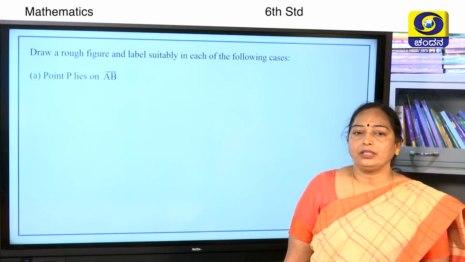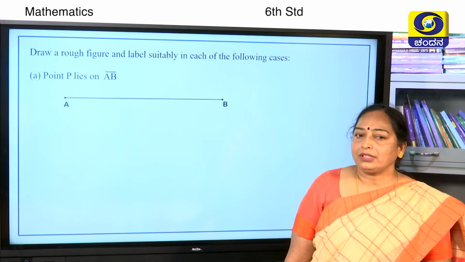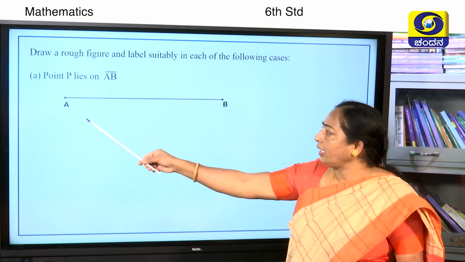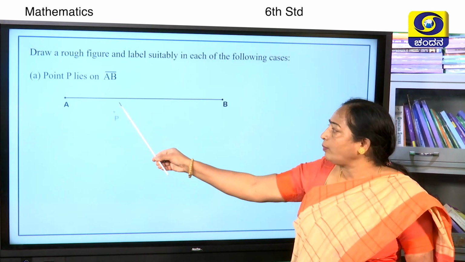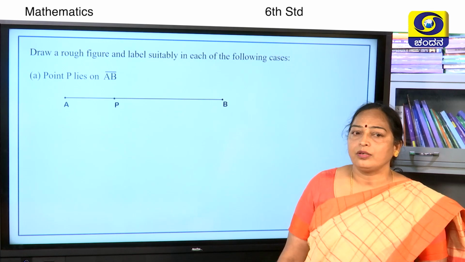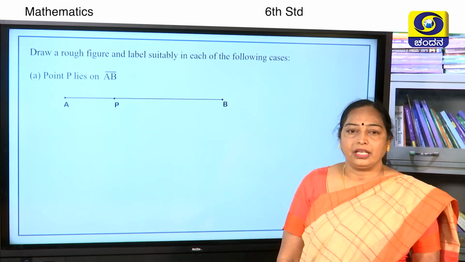Point P lies on line segment AB. Let us take one line segment. End points are A and B. Mark a point P on AB. Now, we get the figure. Point P lies on the line segment AB.